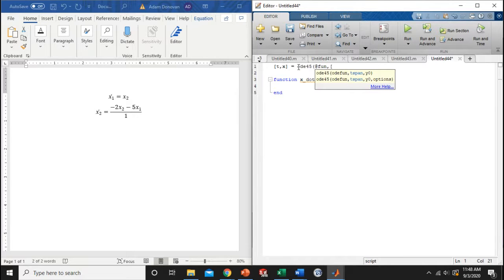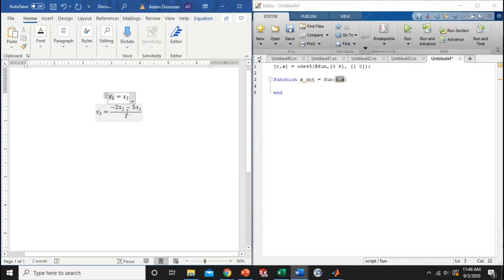My t span is going to be 0 to 6 seconds. I probably gave you that. And then my initial conditions are, for y, 1, and for y dot, 0. Again, this output is exactly what you need to have as your input for x dot. That's because these equations could have also been a function of time, but they're not. But you could have had some function of time in x2 dot as well, like minus e to the negative t or something.